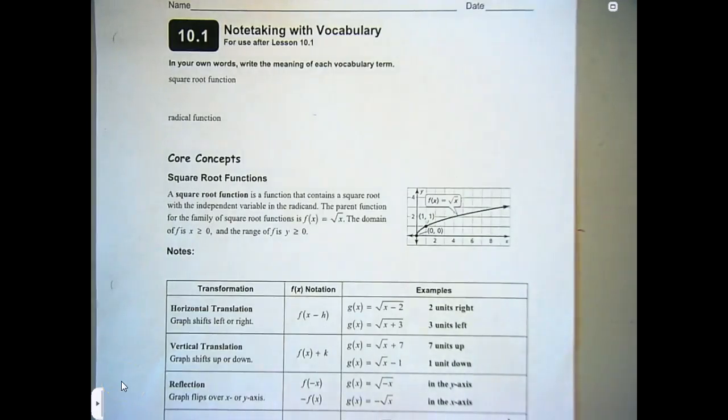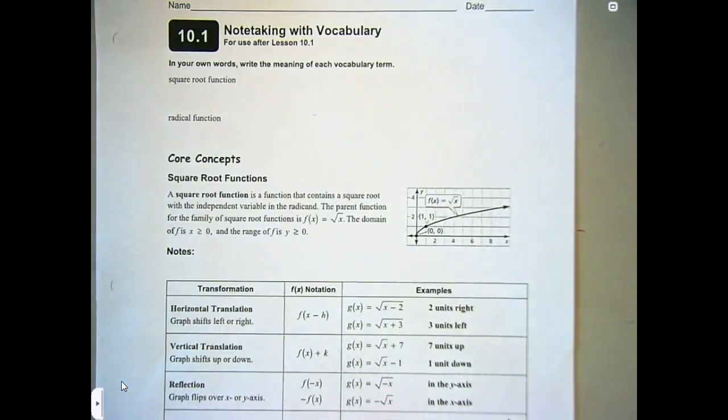Look at page 309 of your student journal. We're going to continue dealing with square root functions today. Tomorrow we're going to move on to cube root functions, which we're going to approach in the same way that we do today with square root functions.